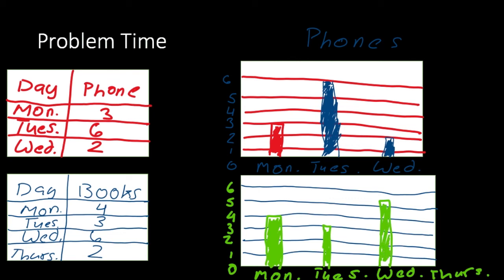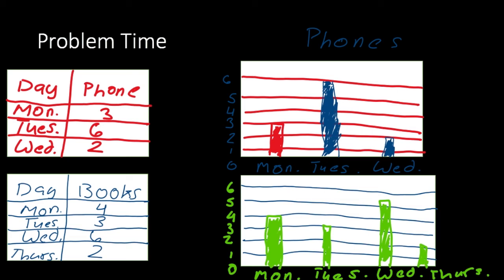Now Thursday. How many books were sold on Thursday? There were 2 books. I'm just going to plot up to 2. So 1, 2. Sorry, I went past 2. Let me just get that done. Okay, now we're going to just plot up to 2, which is up here. There we go.